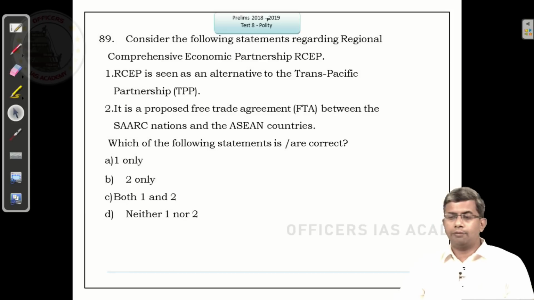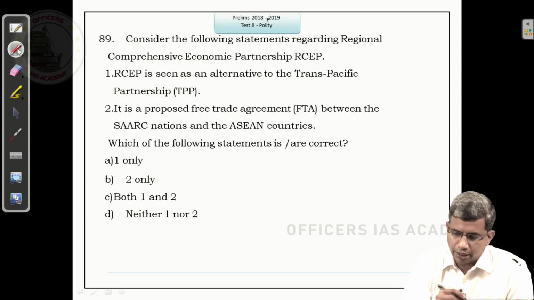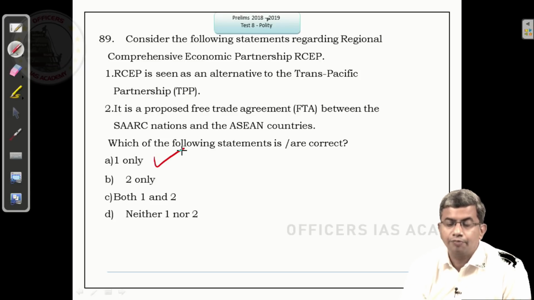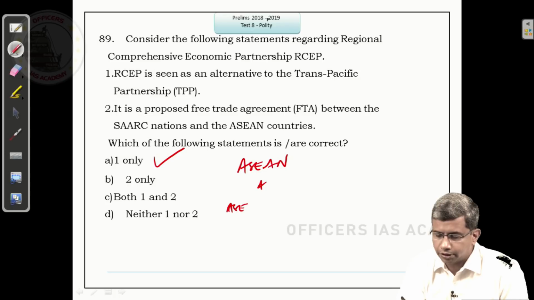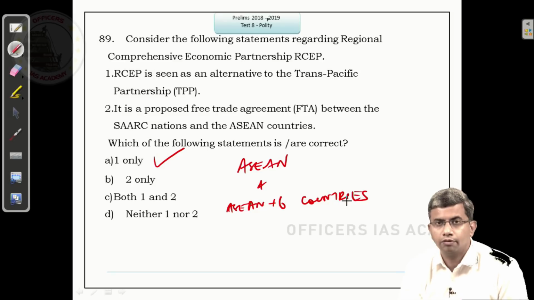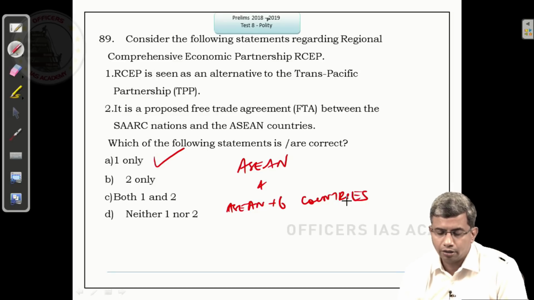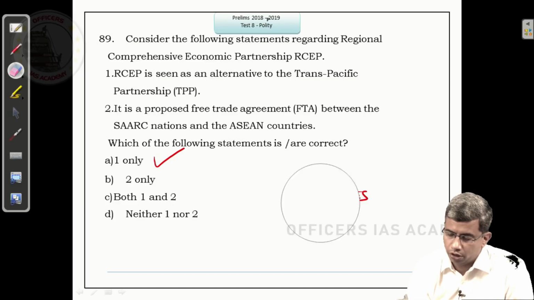Moving on, consider the following statements regarding the Regional Comprehensive Economic Partnership. RCEP is seen as an alternative to the Trans-Pacific Partnership. It is a proposed free trade agreement between the SAARC nations and the ASEAN countries. Here, it being an alternative to the Trans-Pacific Partnership is the correct statement, but it is a proposed free trade agreement between ASEAN and the ASEAN plus 6 countries, which includes India, China and others. So the second statement is not correct, and the answer is A, 1 only.